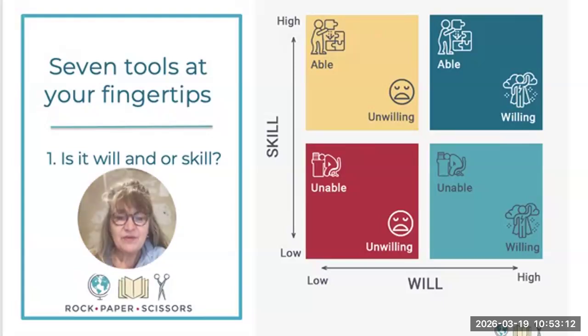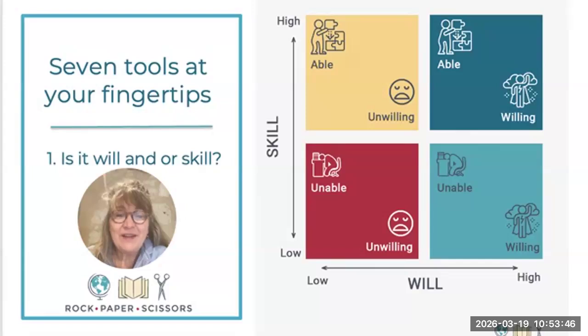So then you put those two things together and you get 4 quadrants. If the person is unwilling, then it becomes an issue of motivation, and I've got a tool for that coming up. If it's an issue of skill, then it becomes an issue of training, capacity development, learning and development. So if you have someone, for example, who has low will but high skill, then you need to work on their motivation.